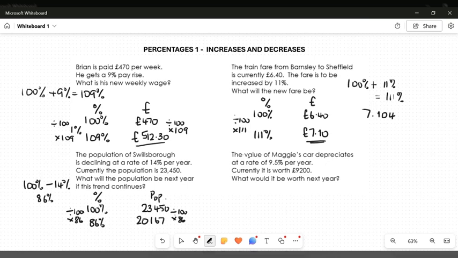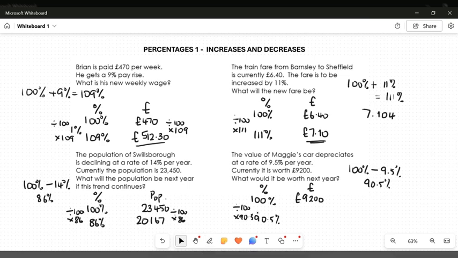Right, the next one. The value of Maggie's car depreciates, so that means it reduces by 9.5%. So 100% means the value of the car hasn't changed. Depreciates, so it's gone down 9.5%. That's going to give us 90.5%. So set up our proportion table: percentage, and value of car, so it's pounds. The original value, 100%, is £9,200. We want to know what it will be when it's 90.5%. So we're going to divide by 100 times by 90.5.